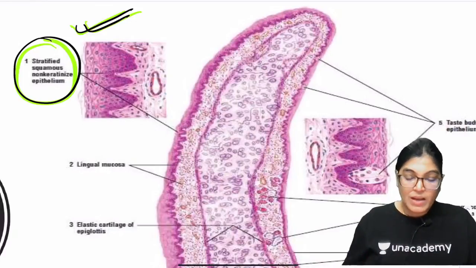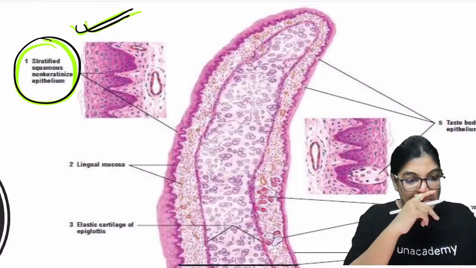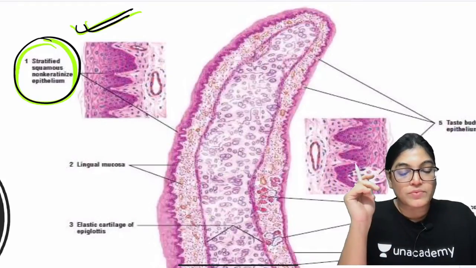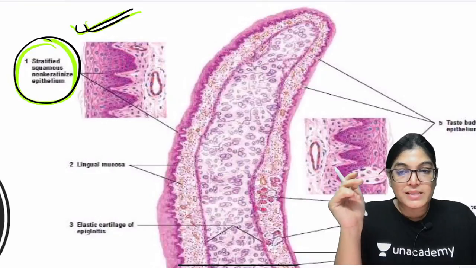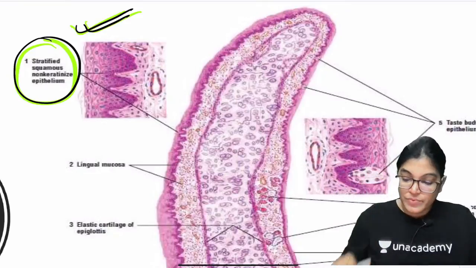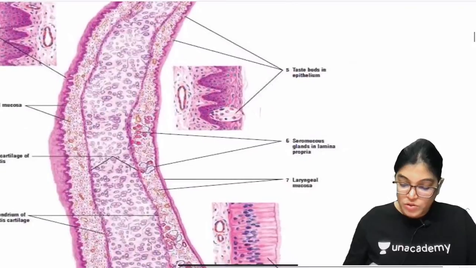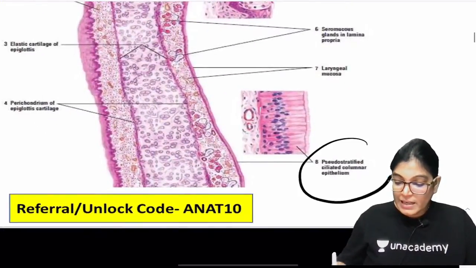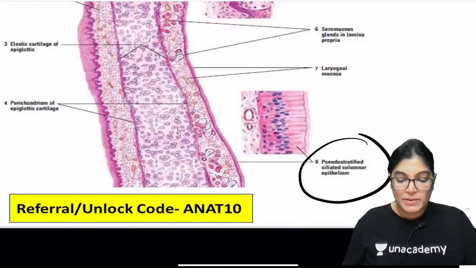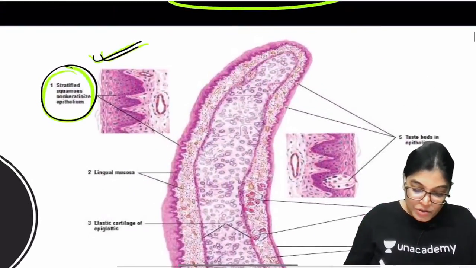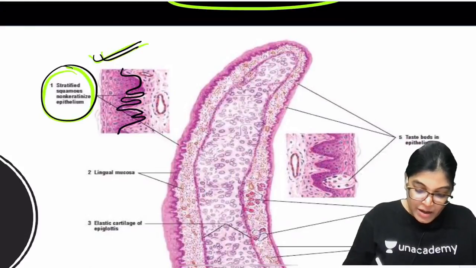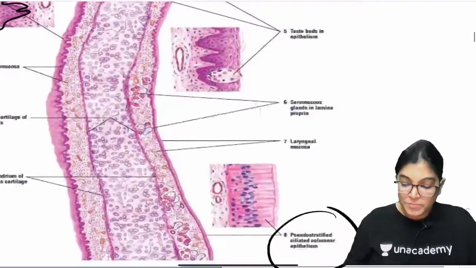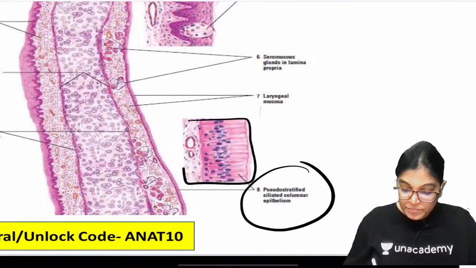It is stratified squamous non-keratinized epithelium at the areas where it lies close to the frictional aspect, the oral aspect. And when we look at the area close to the pharyngeal aspect, the respiratory aspect, the lining epithelium is pseudostratified columnar epithelium. So you can see it is multi-layered where it has to bear the friction of the oral aspect, and where it lies close to the airways.